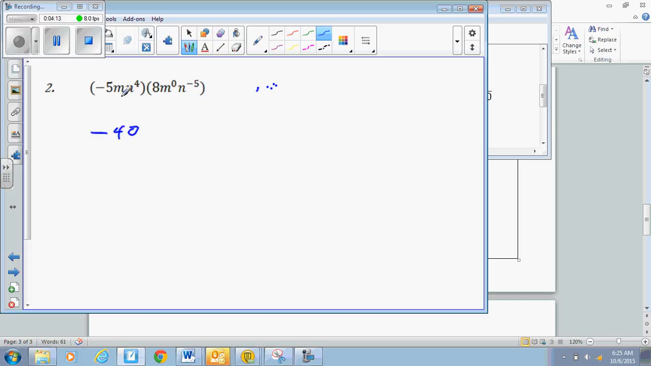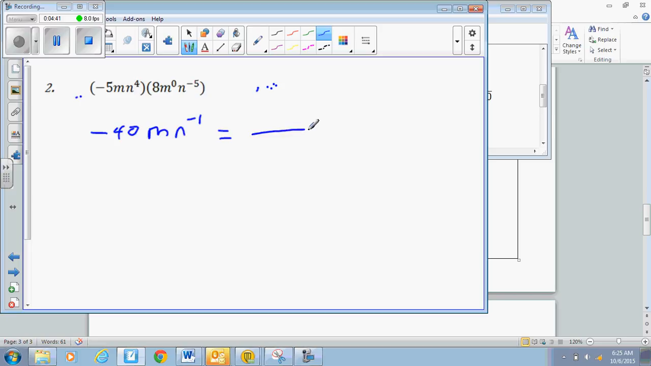Negative 40. M to the first, that's a 1, and that's a 0, so that's going to be m to the 1, or just m. And then n to the 4 minus 4 times 4 minus 5 is n to the negative 1. What's going on here? N to the negative 1, because we add the exponents, 4 plus negative 5. So that's not quite right because we still have a negative exponent.